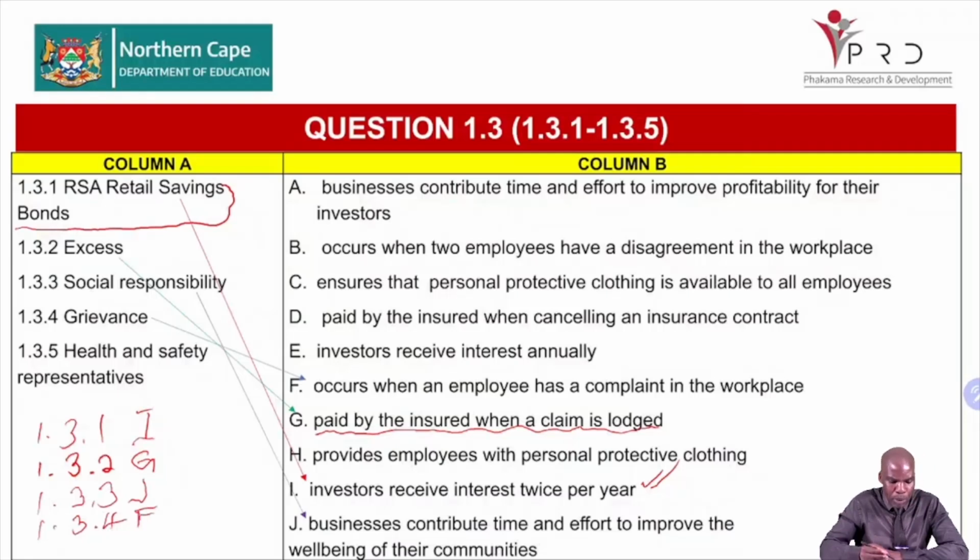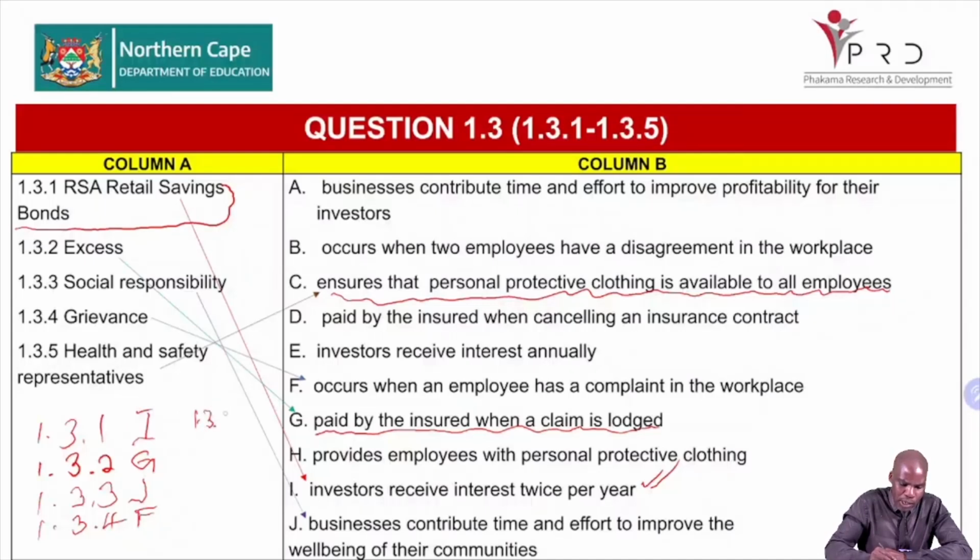And finally, 1.3.5, health and safety representatives. These are individuals who ensure that personal protective clothing is available to all employees, among other duties that they carry out, amongst other responsibilities that they have. They need to ensure that personal protective clothing is available to all employees. That's one of the responsibilities of health and safety representatives. So for 1.3.5, you would then affix next to it the letter C.